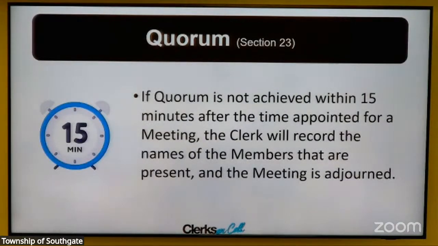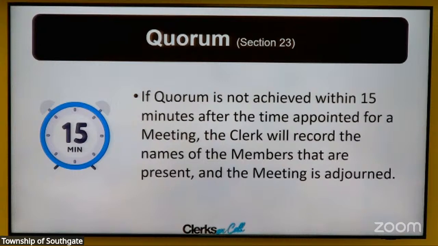Another change that has been made from your current bylaw is in section 23, which deals with quorum. Based on municipal best practices and to respect all participants' time, we've reduced the maximum time to achieve quorum from your current 30 minutes to 15 minutes. That means that a quorum of members must be present within 15 minutes after the time that the meeting was scheduled to begin. Otherwise, the clerk will record the names of the members that are present and the meeting is adjourned.